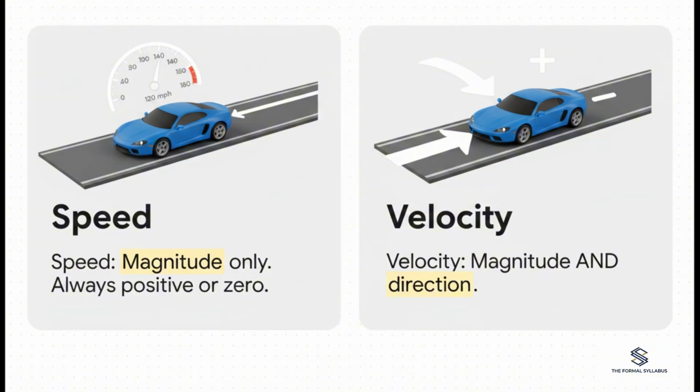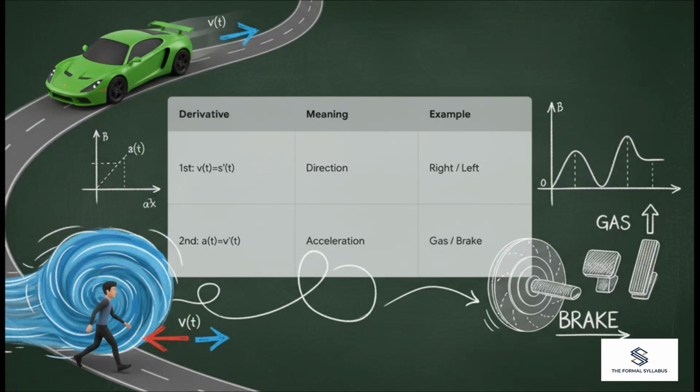Velocity, though, gives you the magnitude and the direction. It tells you if the object is moving to the right or the left, up or down, simply by being a positive or a negative number. So, if you take the first derivative of our position, boom, that gives us velocity, our direction. It mathematically dictates whether we're moving forward or backward.